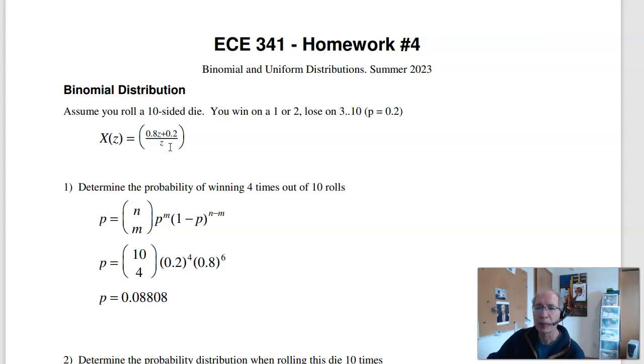Determine the probability of winning 4 times out of 10 rolls. That's a binomial distribution, which in general is in this form. I've got 10 rolls. I want to win 4 times. The probability of success is 0.2. Failure is 0.8. 4 successes, 6 failures. Multiply it all out, I've got 8.8%.